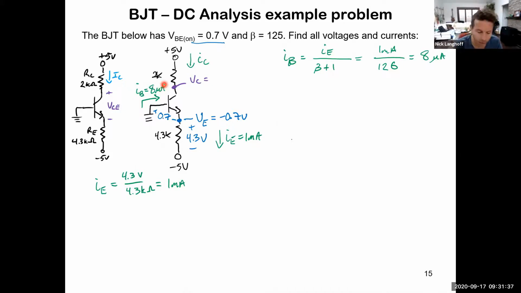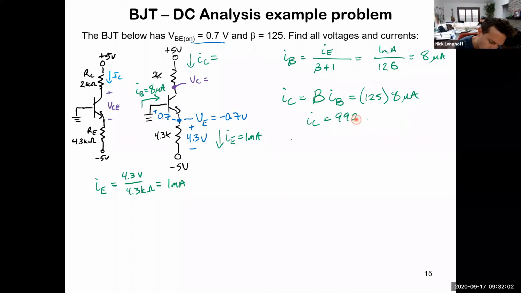Okay, now we know IB, we can go and find IC, because remember, IC is just equal to beta times IB, or 125 times 8 microamps. I'm going to write this right here: IC is 992 microamps. You see how that's just a little less than 1 milliamp? 1,000 microamps would be 1 milliamp. This is just a little less than that, which is what we expect. So this is 992 microamps.